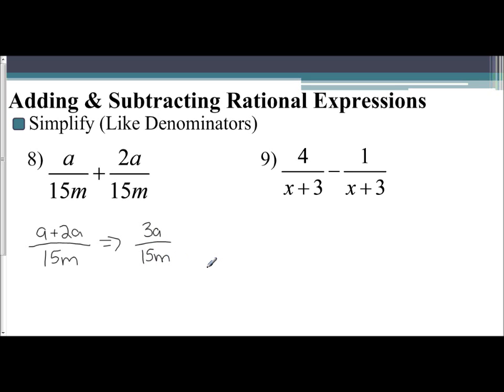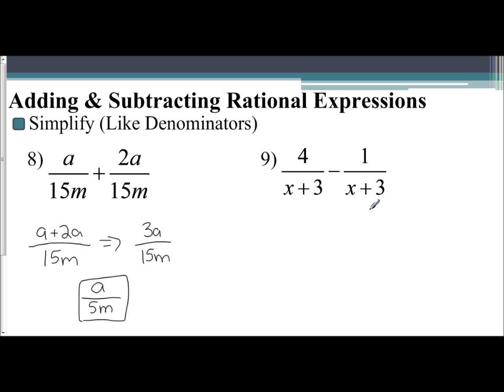Again, what you need to make sure is, can you simplify it? Look at your coefficients. 3 over 15 is really 1/5. And so we have 1a, which is a, over 5m. And that is my simplified expression. So before I started this problem, I looked and saw that I have like denominators already.